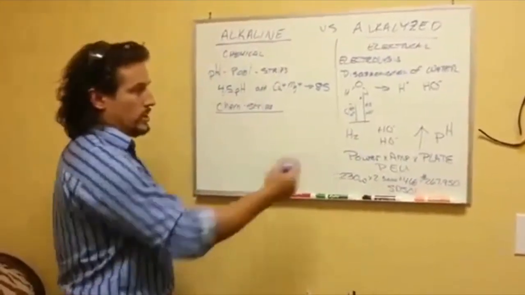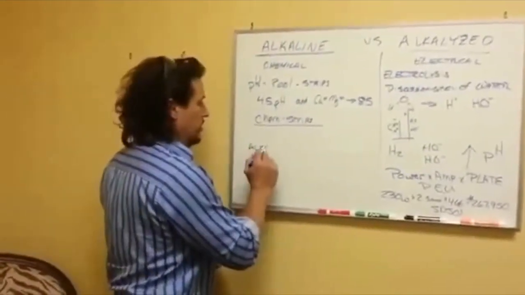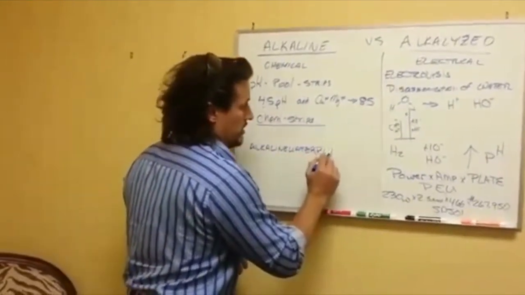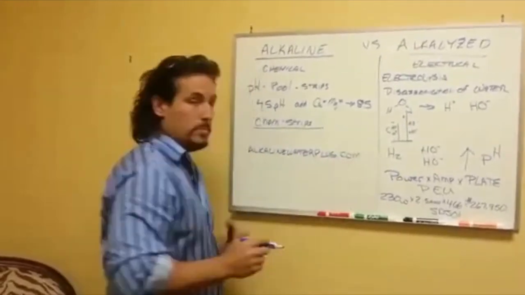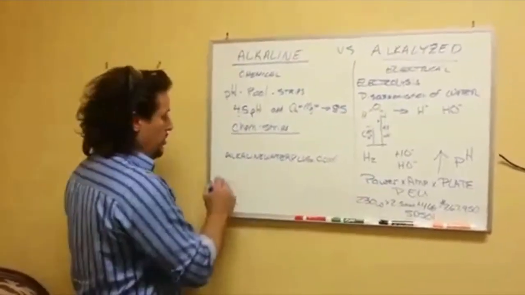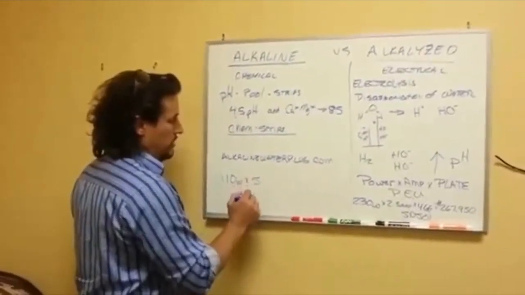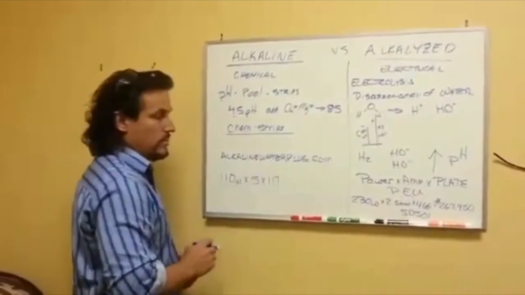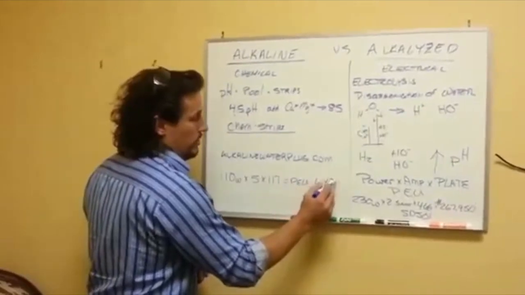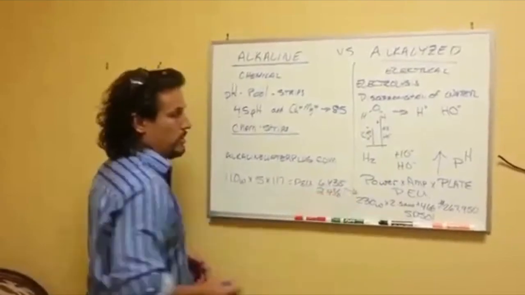I recommend, if you want to look and compare these other units and what they're trying to do, AlkalineWaterPlus is a great website. It's actually a competitor's website, and it proves the power output. Most of the units there have 110 watts times a half amp, and the standard plate size is 117 square inches, which gives you a PEU of 6,435, or approximately 2.4% of this power.